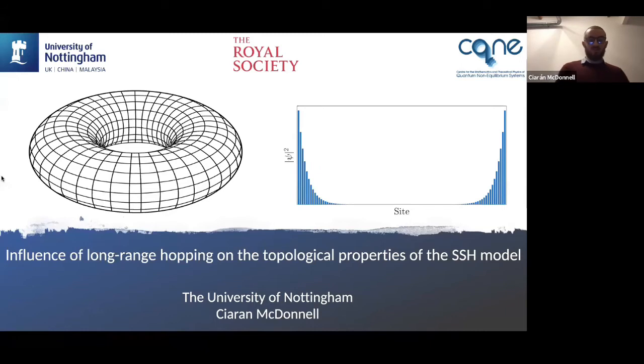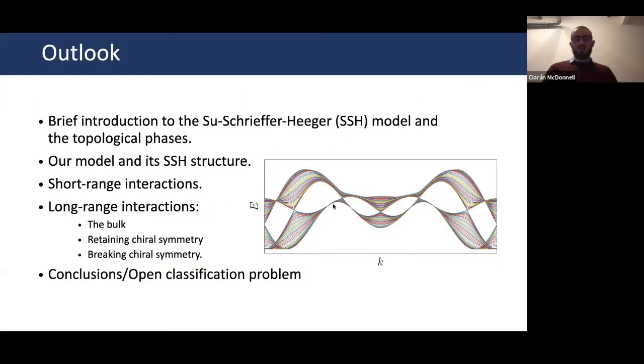So yeah, as mentioned, I'll be talking about the influence of long-range hopping on the topological properties of the SSH model. Just as a quick overview of the talk: at the moment, I'm just trying to entice you all with some pretty pictures, but it'll go something like this. We'll have a brief introduction to the SSH model and its topological phases. We'll then go straight into the model used and its SSH structure. We'll then go to some short-range limits and show some results, and then go into the long-range interactions and show some, what I think are more interesting, results, at least.